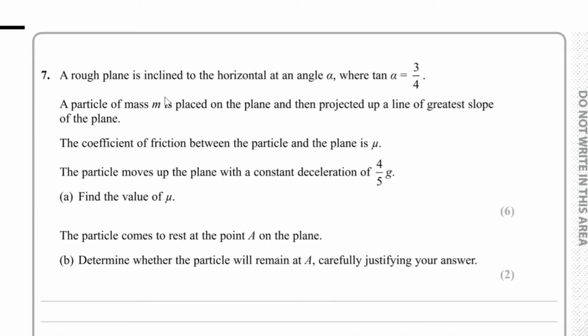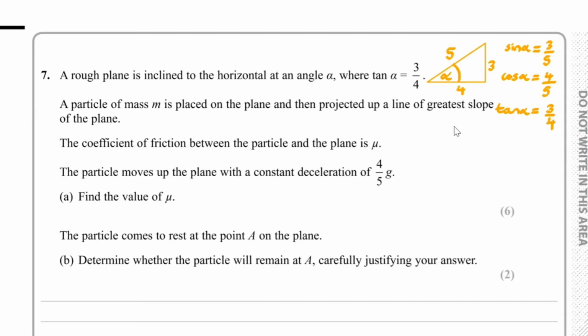Question number 7. A rough plane is inclined to the horizontal at an angle alpha, where tan alpha equals 3/4. A particle of mass m is placed on the plane and then projected up a line of greatest slope of the plane. The coefficient of friction between the particle and the plane is mu. The particle moves up the plane with constant deceleration 4g/5. For part A, we have to find the value of mu.